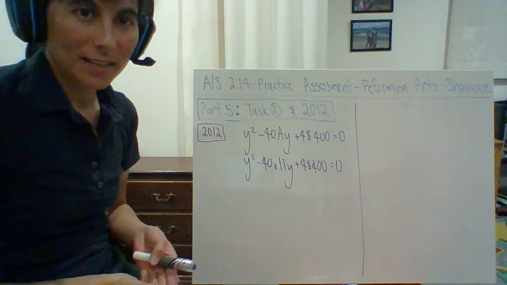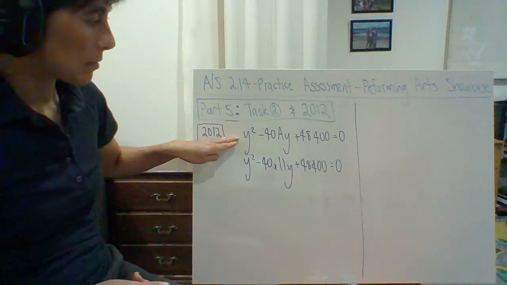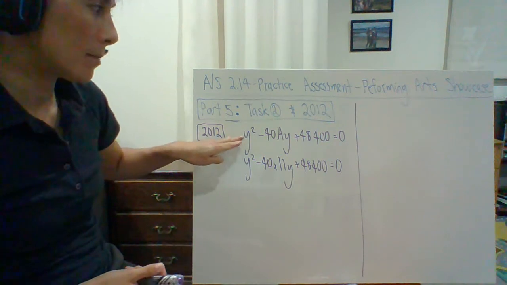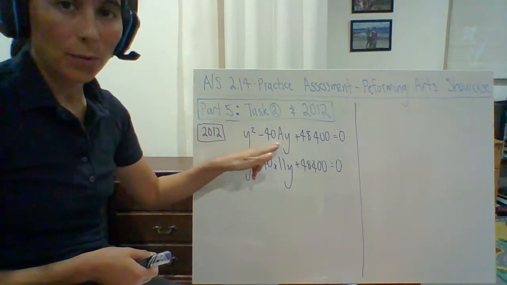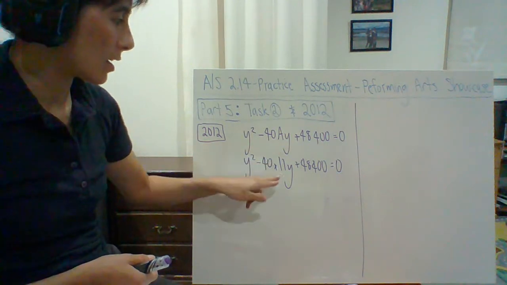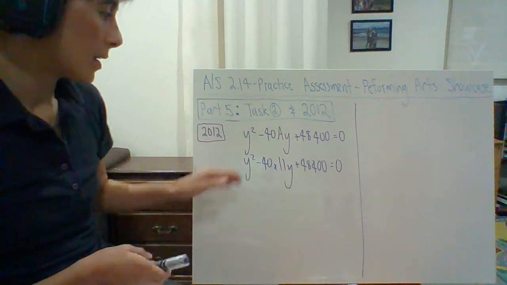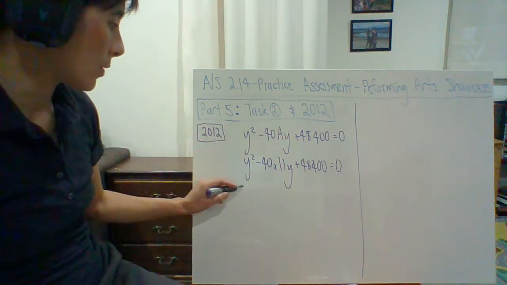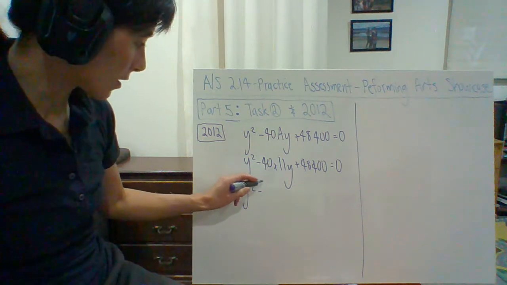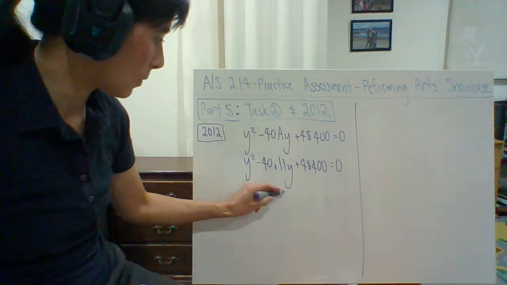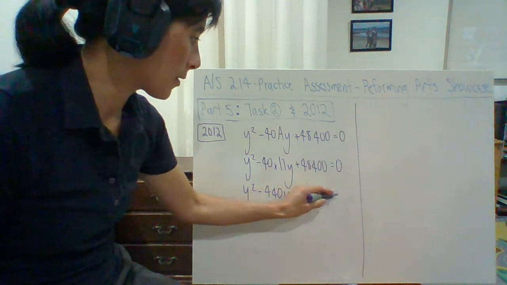So getting back to 2012, the equation we'd worked out earlier was that y squared minus 40ay plus 48,400 equals 0. But now that we know what a is, we can substitute that into the equation here. So I've got 40 times 11. So what I'll do from this point is just to actually work that out. So we've got 40 times 11, so that's going to be 440y plus 48,400 equals 0.